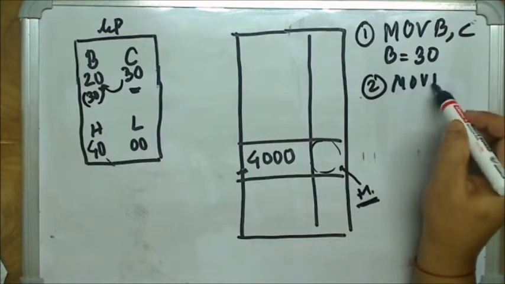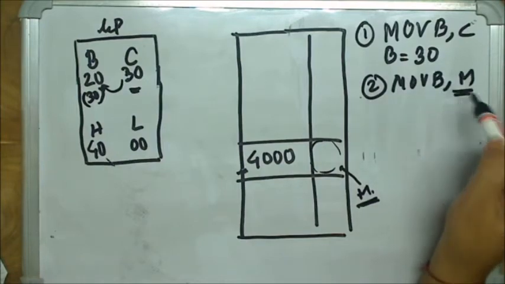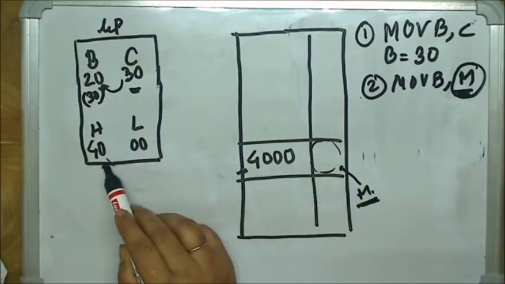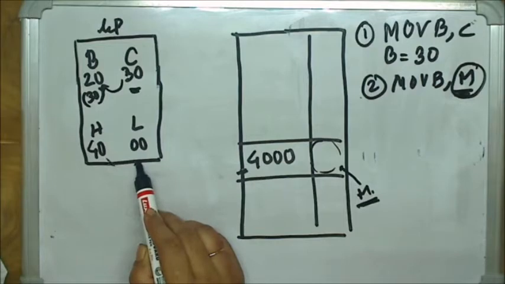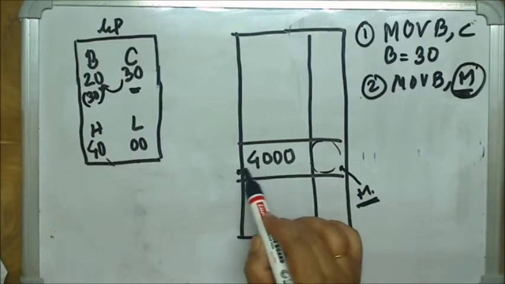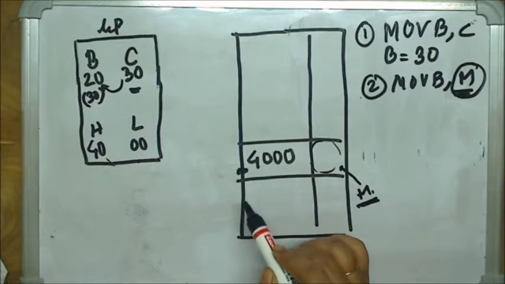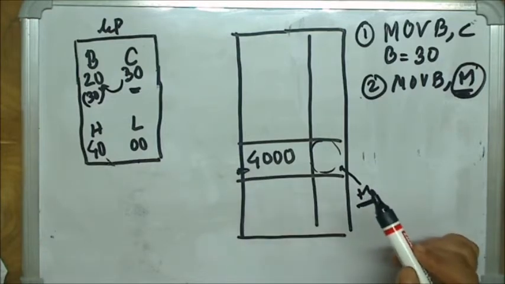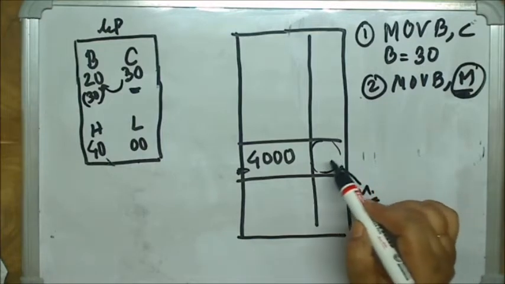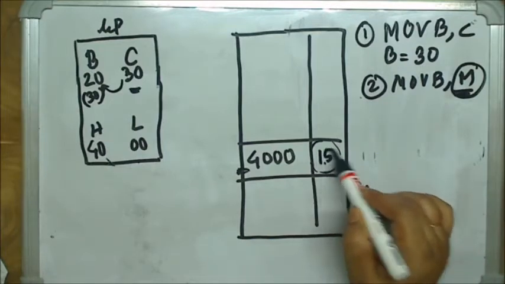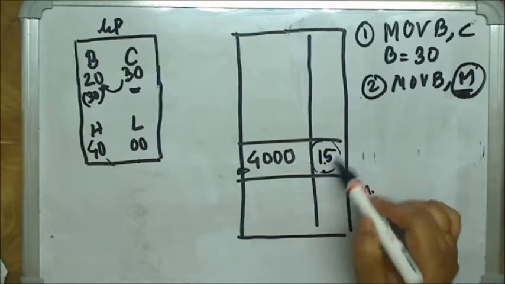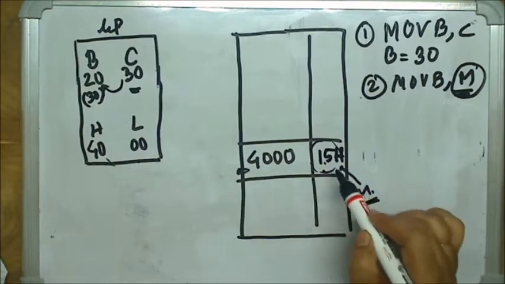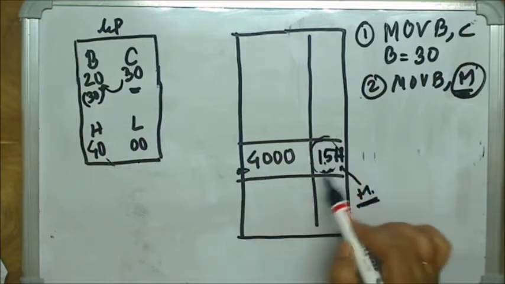Next instruction, what we have used? Move B comma M. As soon as the processor sees M, it will go to HL pair, right? What is there in HL pair? 4000. So it will point to the particular memory location 4000, and whatever data is there in 4000. Suppose there is some data 15H in memory location 4000. I have taken a random value 15H.